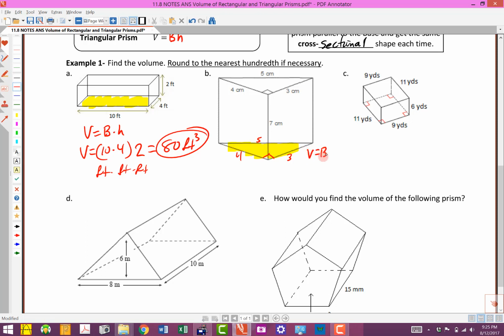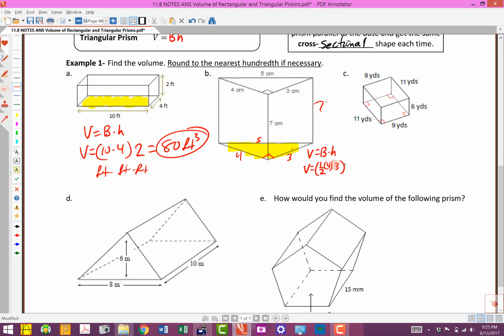So the volume formula is the area of the base times the height. That area in the base happens to be a triangle, so it's 1/2 of the base times the height. So I'm going to do a 4 times a 3. Remember, these two are the ones that are perpendicular to each other, so we leave that 5 out of there. That would be slanted if we looked at it that way. So the area of the base is 1/2 of 4 times 3, and then we need to know how tall it is.